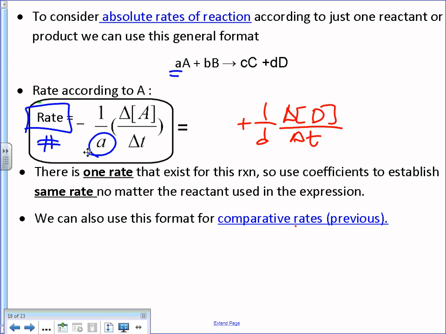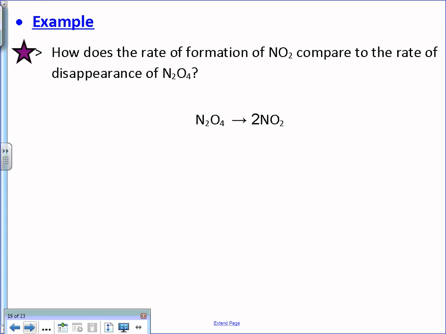We're also going to be looking at comparative rates, which is what we did earlier with like this reacts twice as fast as this, so it's a relative rate as well. So this is just something to be familiar with when you're writing them out. So this is the information I want you to use to write the information about dinitrogen tetroxide yielding nitrogen dioxide. So how does the rate of formation of NO2 compare to the rate of disappearance of N2O4? You can just tell me relative first.